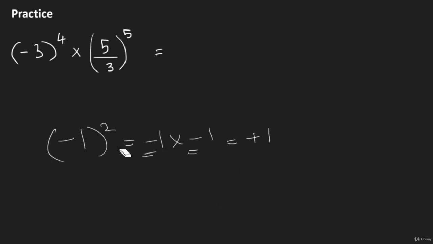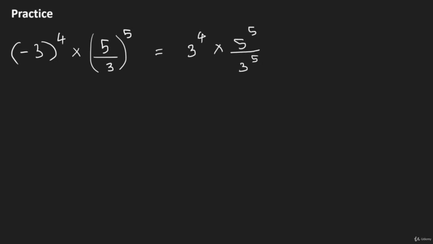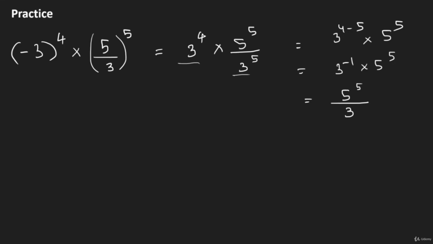Alright, so I can write minus 3 to the power 4 as just 3 to the power 4. And by opening this bracket over here, I can write it as 5 to the power 5 divided by 3 to the power 5. Alright, so this is the expression. Now over here I have the base 3 and over here I have the base 3. So this can be simplified based on the rules that we have discussed as 3 to the power 4 minus 5, and you multiply it with 5 to the power 5. This simplifies to 3 to the power minus 1 into 5 to the power 5, or it can be written as 5 to the power 5 divided by 3.